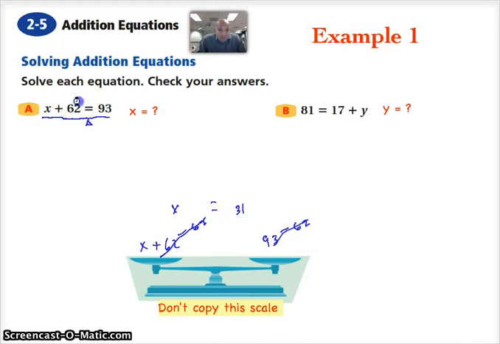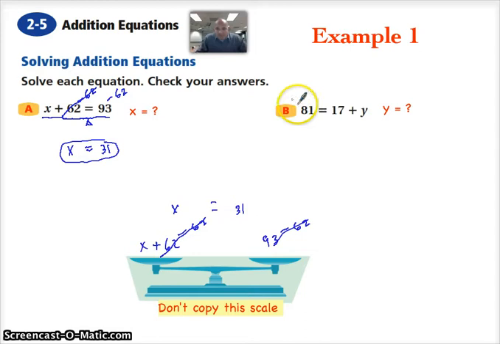Now, we're going to show that we're going to subtract 62 from both sides. And when we subtract 62 from both sides, we're going to be able to maintain that balance. The 62s go away, so the x drops down, and we wanted to isolate the variable. We want x by itself, and now 93 subtract 62 is 31. There's our answer.